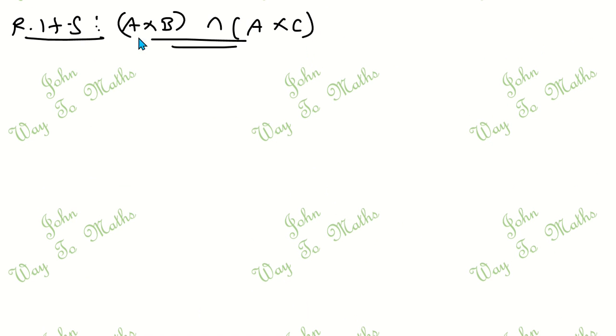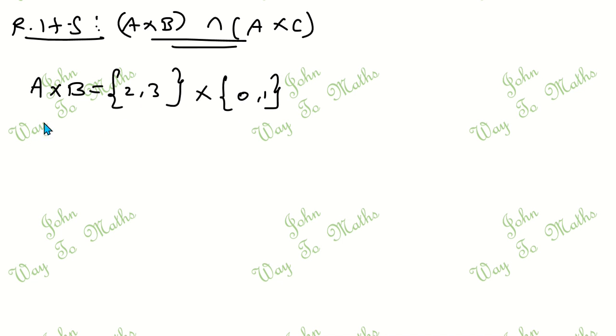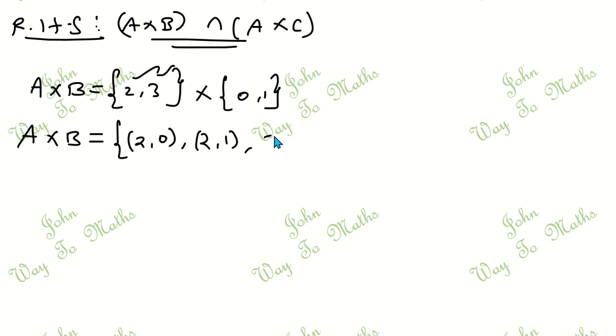So next I am going to find RHS A cross B intersection A cross C. So first I am going to choose A cross B is equal to A set becomes 2 comma 3 cross B set becomes 0 comma 1. So therefore A cross B becomes, so I am going to choose 2. Product rule apply பண்ணலாம். So 2 comma 0, then 2 comma 1. So next I'm going to choose 3. So 3 comma 0, then 3 comma 1.